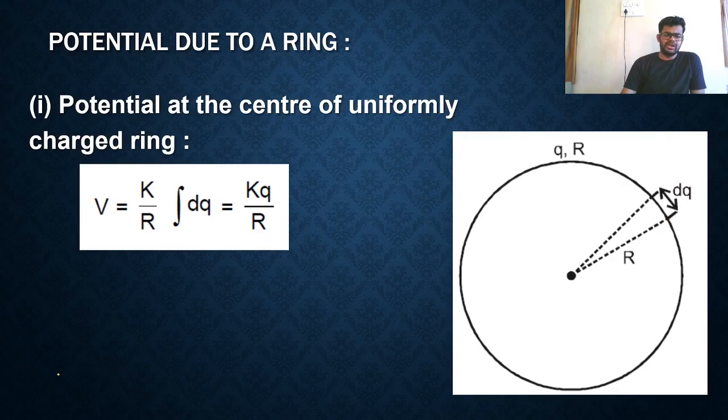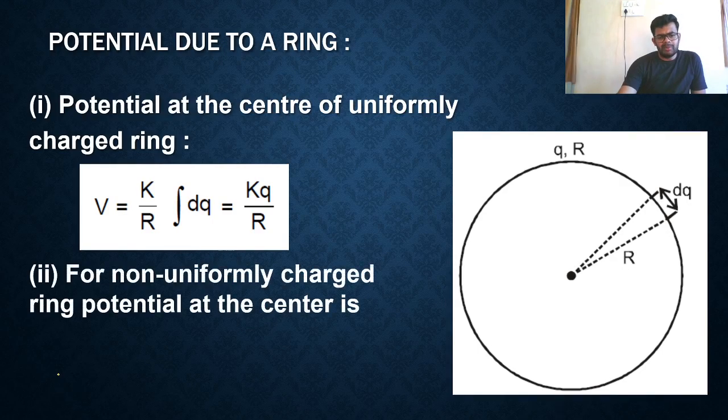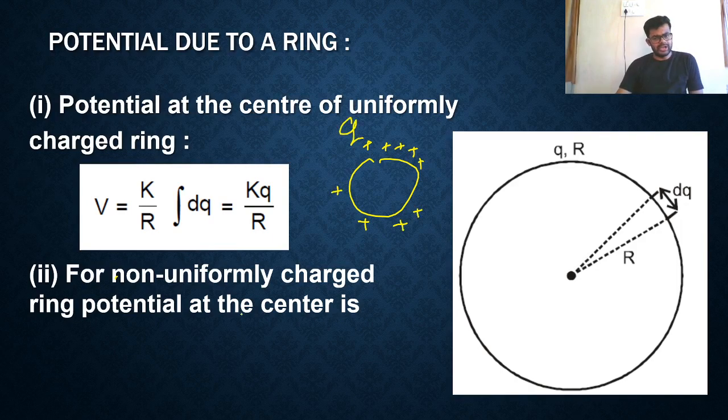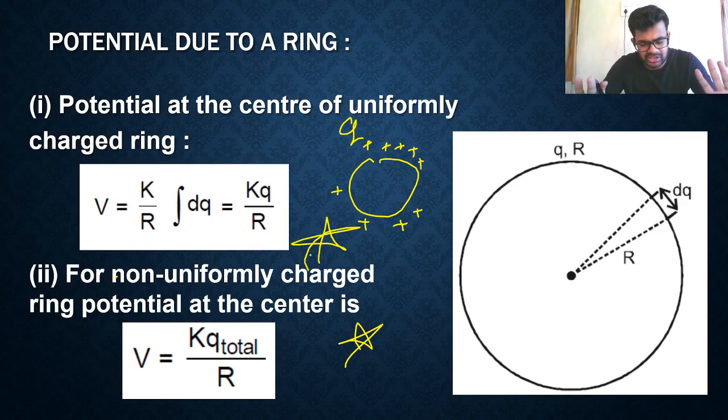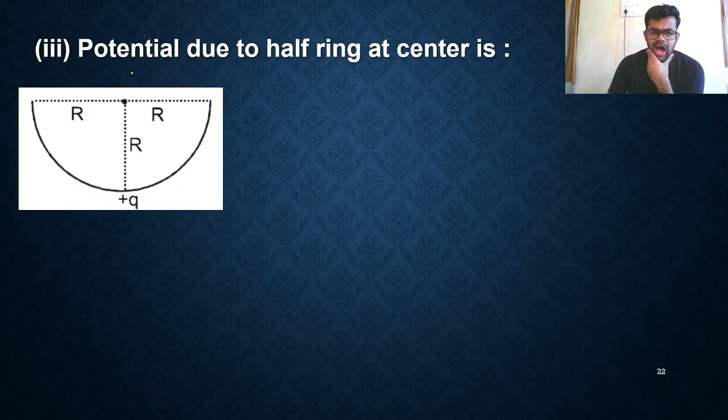Very simple, right? Okay, next is the non-uniformly charged ring, potential at the center. If it is non-uniform, let's say the charge distribution is more here and very less here. What will happen in that situation? I am saying total charge is q. Still the distance of the entire charge is the same, so integration of k dq by r gives, again, k times total charge divided by r. So it is a very, very simple formula, kq by r. You need to remember: for any ring, the potential at the center is kq divided by r. That's all.